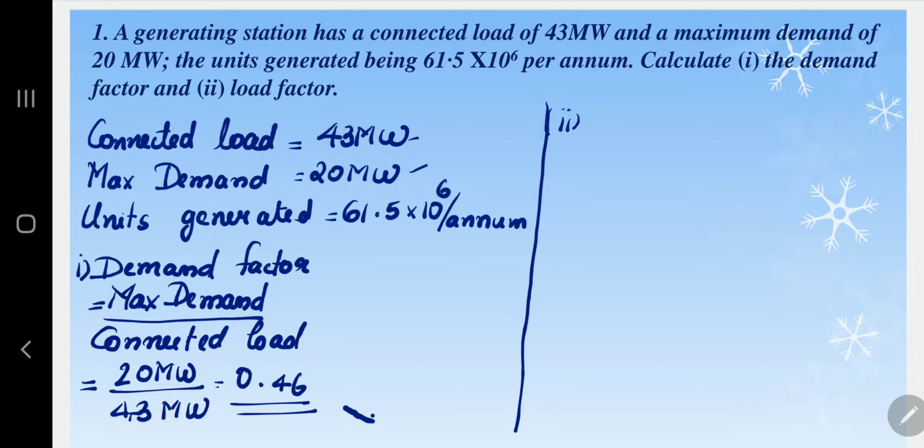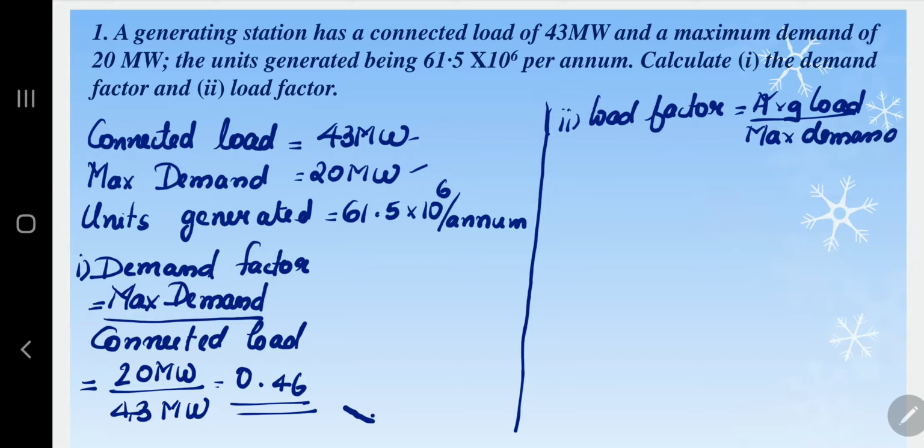You are asked to find the load factor. So what is meant by load factor? The equation for load factor is average load divided by the maximum demand. So how can we find the average load? It is not given in the question, so first we have to find out the average load.